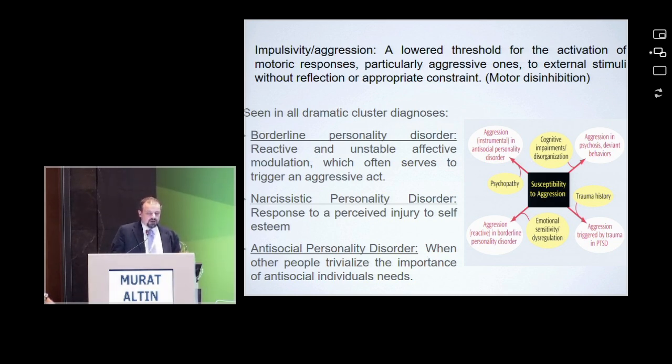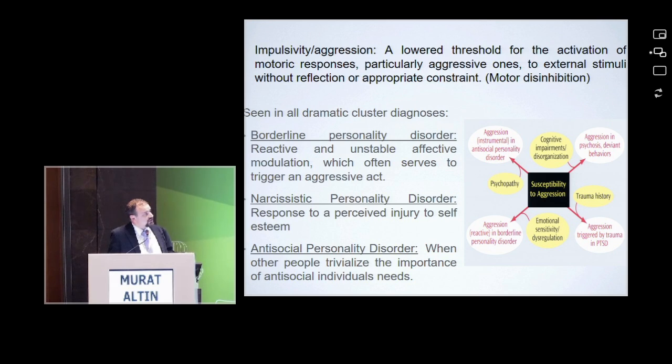In borderline personality disorder, for example, there is reactive and unstable affective modulation, which often serves to trigger an aggressive act. And these are the matters. The emotional stimulants are creating the aggression. In antisocial personality disorder, it occurs when other people trivialize the importance of the antisocial individual's needs.